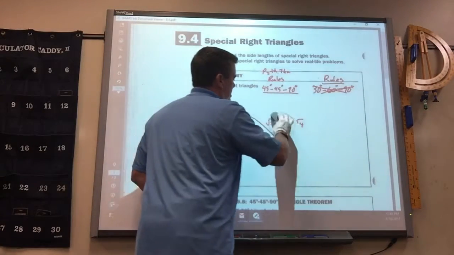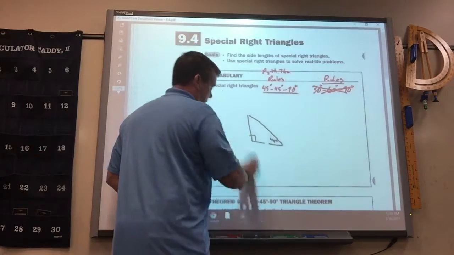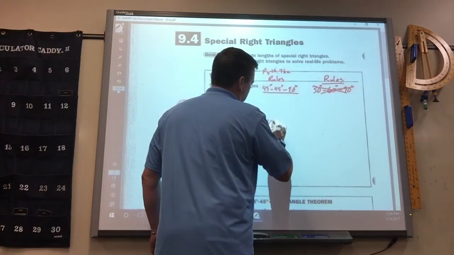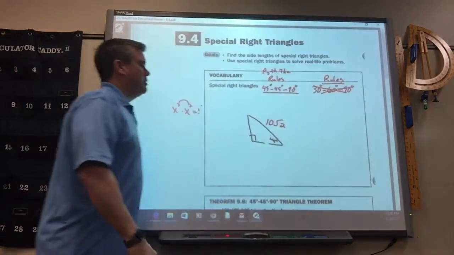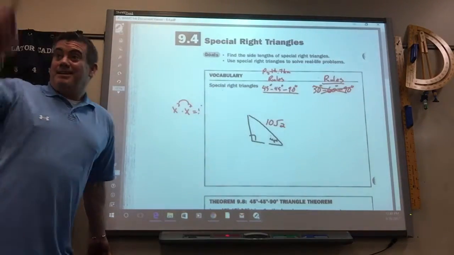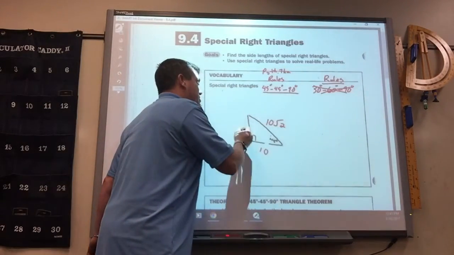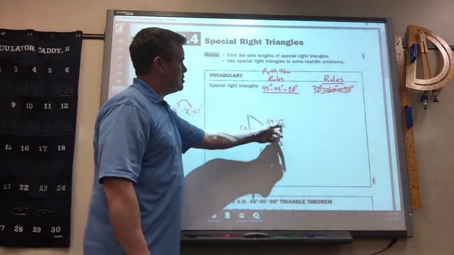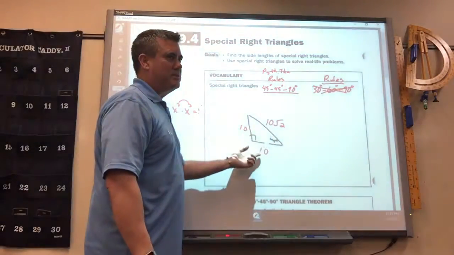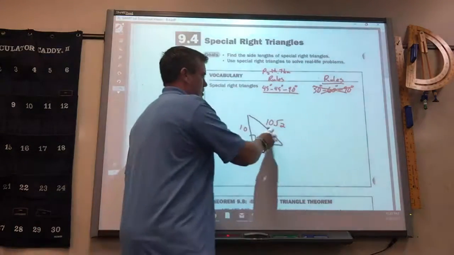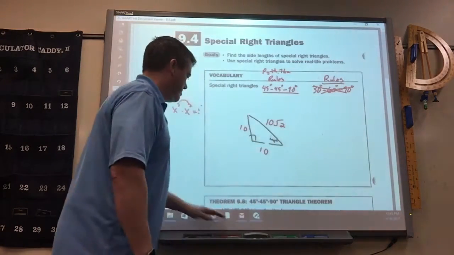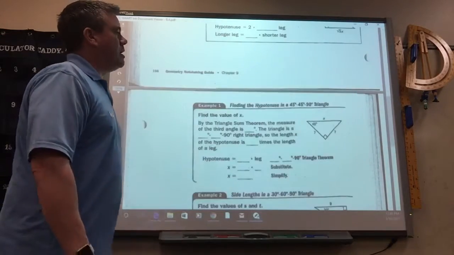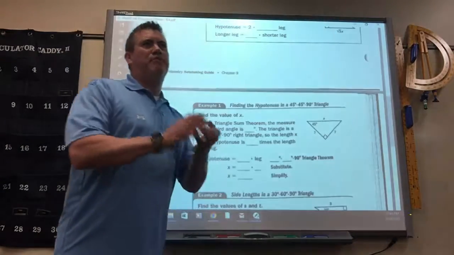Then vice versa, sometimes they throw it in. Now these are the easiest, but people don't recognize it. If this was 10 square roots of 2 for the hypotenuse, each leg is 10. Because if you do it backwards, the leg times the square root of 2 is the hypotenuse. That makes sense. These would have to be 10. Okay, so all we're doing today is the 45-45s.